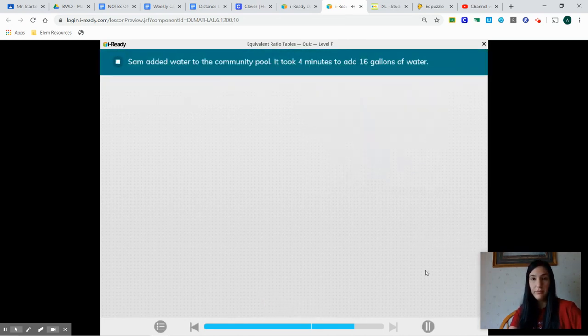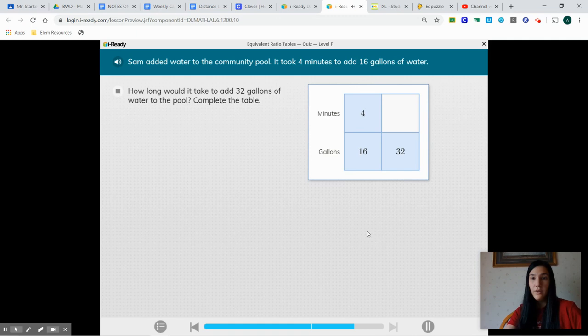Sam added water to the community pool. It took 4 minutes to add 16 gallons of water. How long would it take to add 32 gallons of water to the pool?